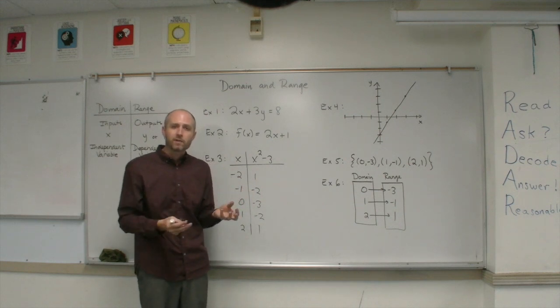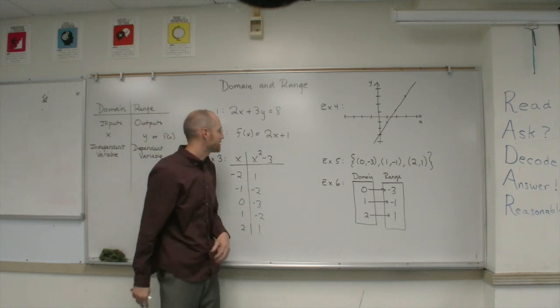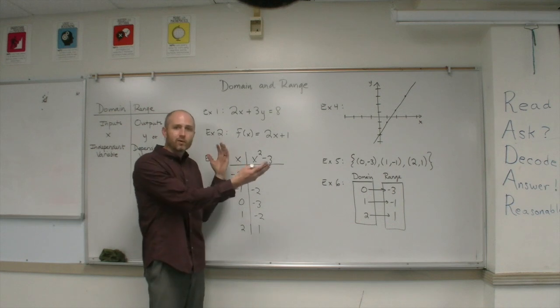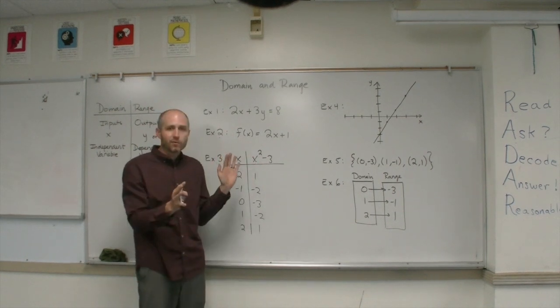Okay, let's look at some of the different ways that relations or functions can appear, and then analyze what's the domain and range in each of these situations. So here in example 1, we have an equation. It's just in standard equation form.